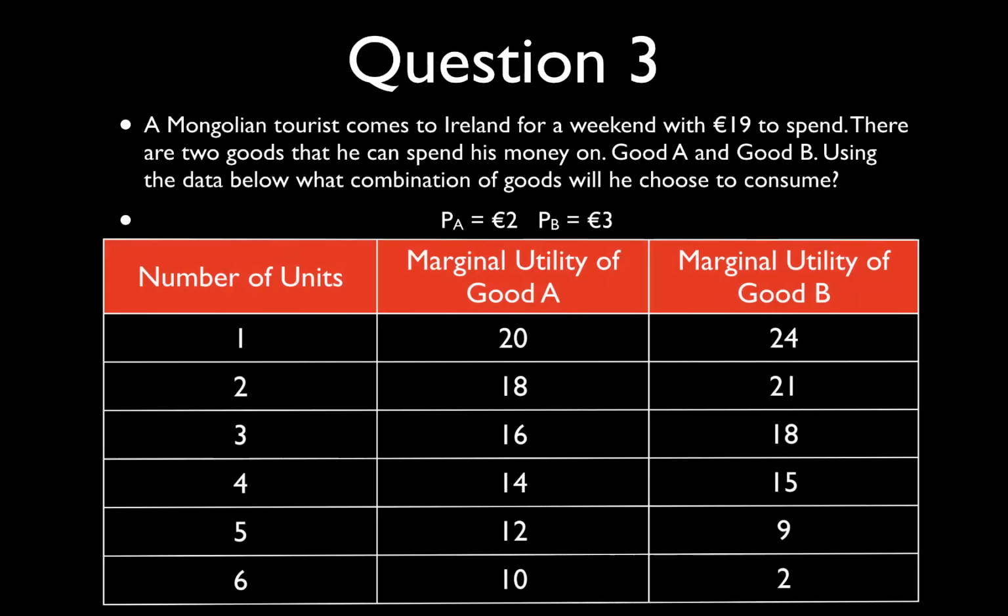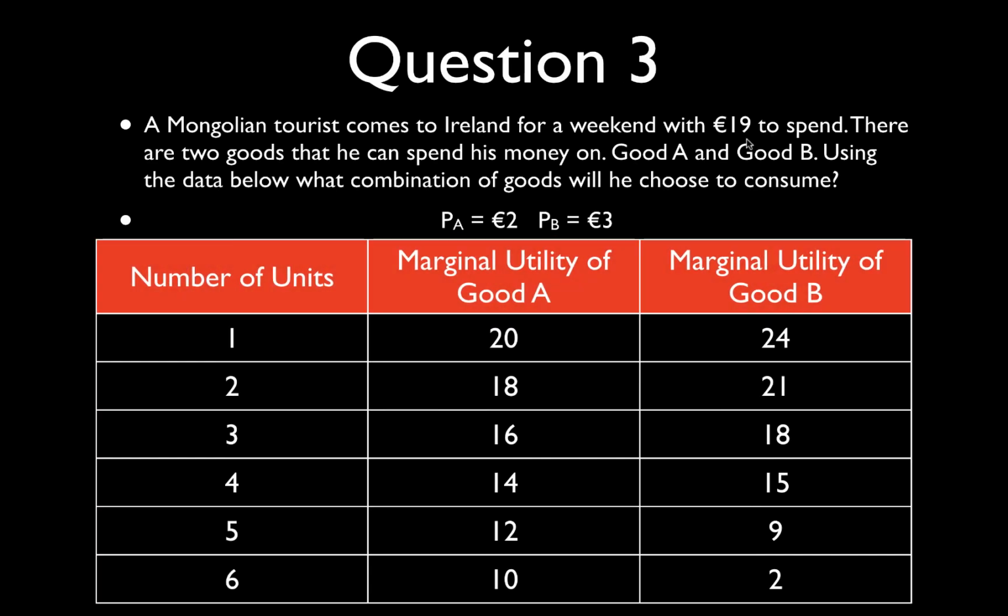Now, again, this guy here has 19 euro to spend. The price of good A is 2, the price of good B is 3. These reveal his preferences because it tells us exactly how much marginal utility he gets from each good. And so again, I'd say pause the video, have a go. Once you've got an answer, press play and see if you're right. Okay, well, hopefully you've had a chance to do that.